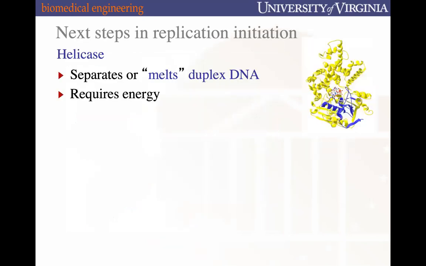And so in mammalian cells, there's a protein called helicase that does the separating or the melting. After ORC binds to and holds the DNA strand, helicase will come in and separate and melt it.